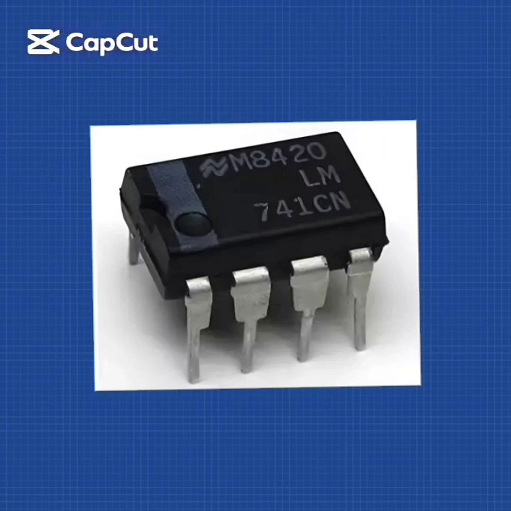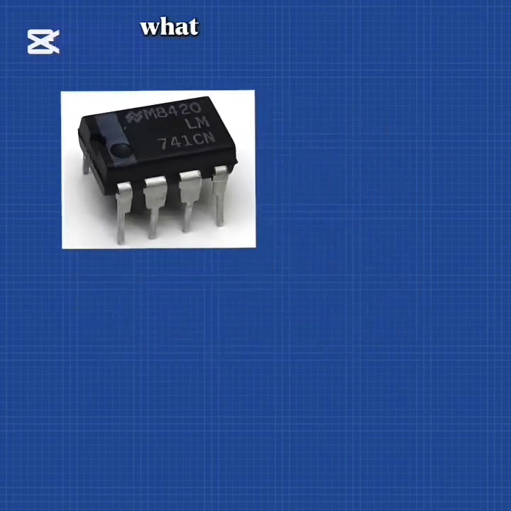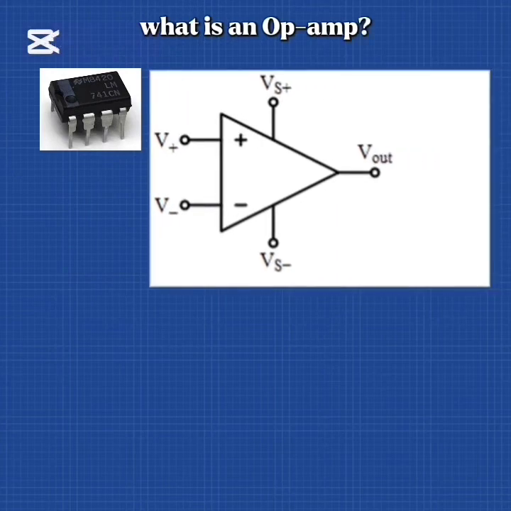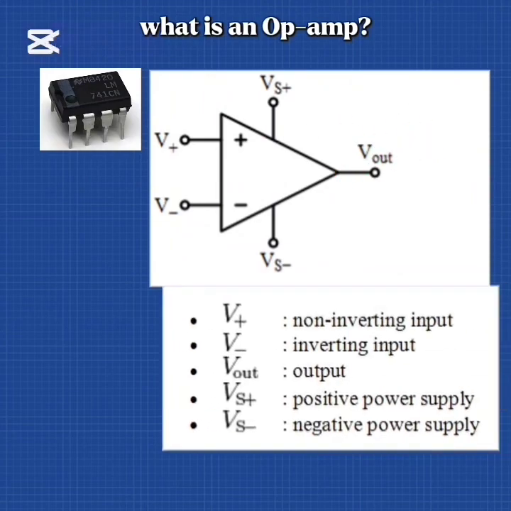Ever wondered how electronic systems amplify tiny signals into something useful? That's where operational amplifiers, commonly known as op-amps, come in. What is an op-amp? An operational amplifier is a high-gain electronic voltage amplifier. It has two input terminals and one output. The inputs are called the inverting (minus) and non-inverting (plus) terminals.